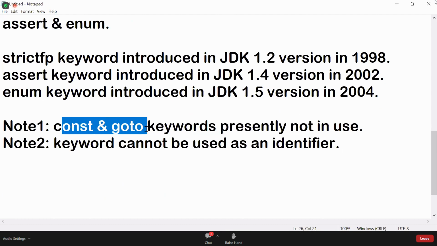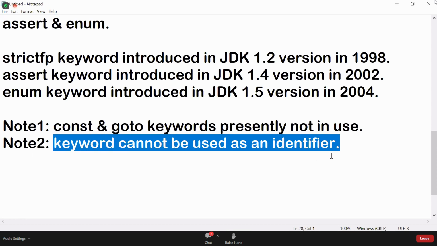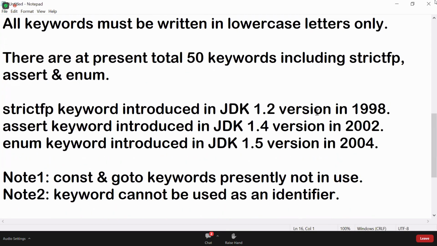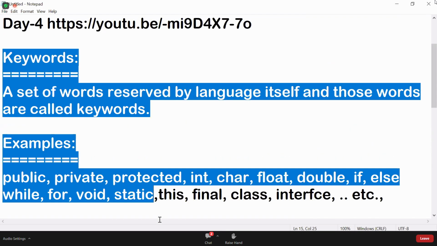Two keywords are presently not in use. They are there in the list, but if you write them, error comes. A keyword cannot be used as an identifier. Class name, method name, constructor name, variable name, you should not write these 50 words. If you write, error comes, because these all already have some meaning. You should not use them for your own words. Reserved words you should not use as an identifier. These are all about keywords you have to remember.